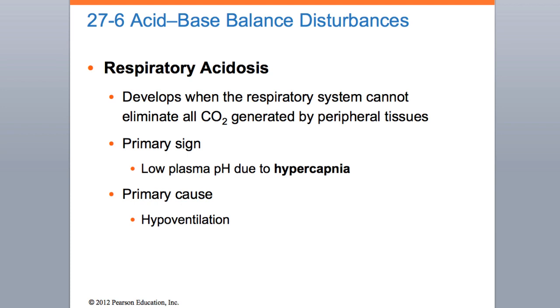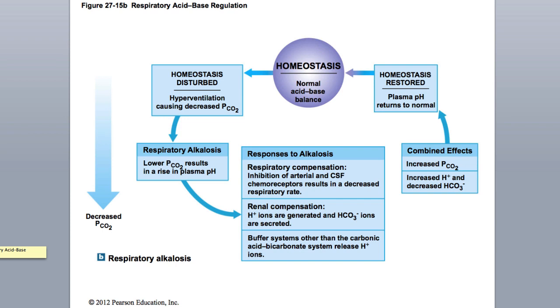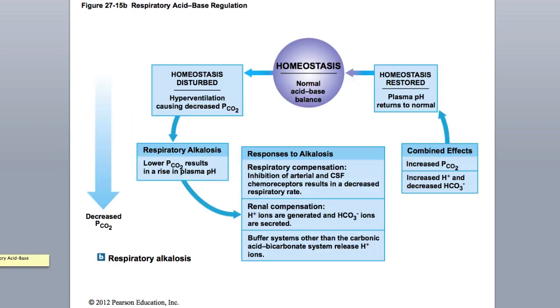Next slide. Here's a picture that goes with respiratory acidosis. It is found on page 1021. Now, this slide on respiratory acidosis and the next one right below it, which is this one, this one is respiratory alkalosis. So we have acidosis and alkalosis on page 1021. So be aware of how the body fixes respiratory acidosis and respiratory alkalosis.